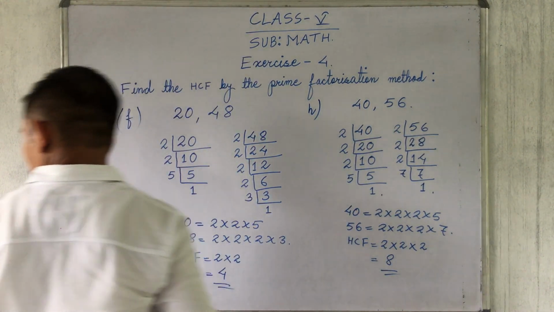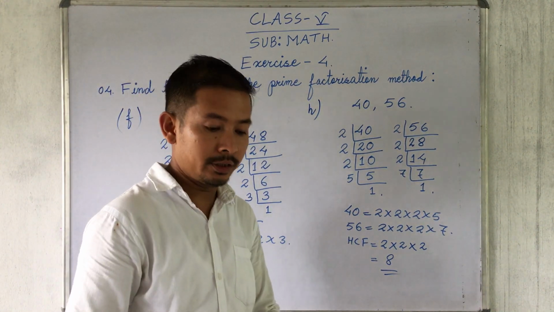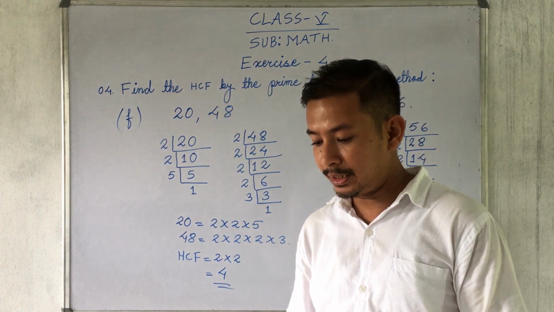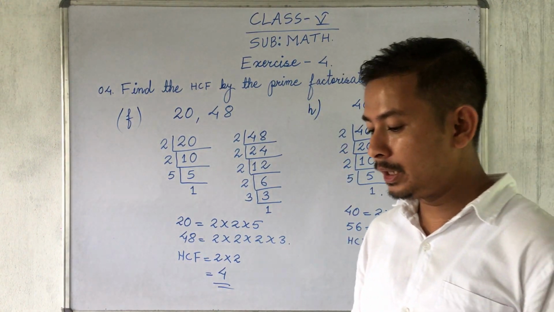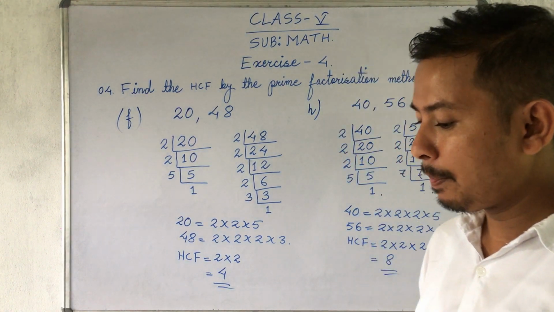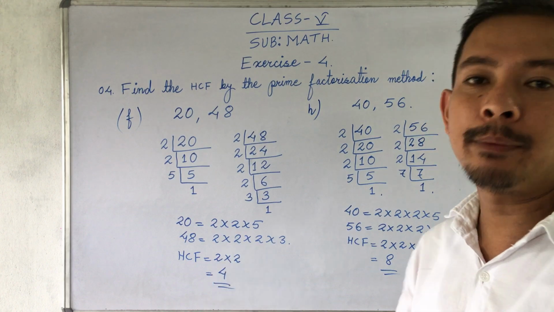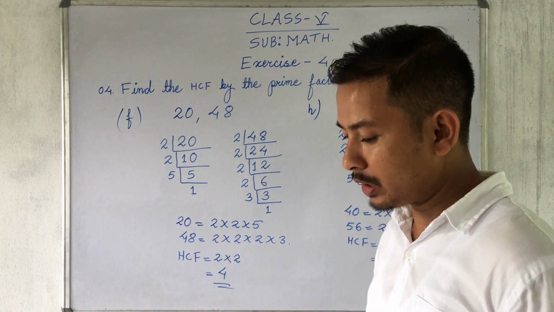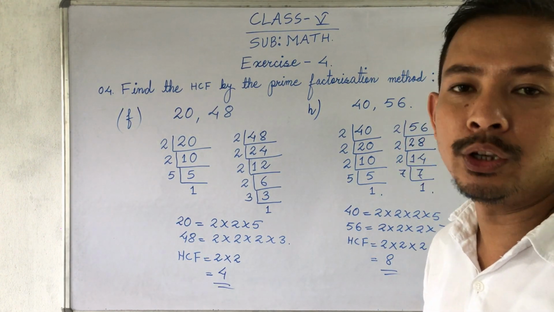Understood? So students, I have done 4 questions here. I have done question number A, C, F and H, right? So how many questions left here? B, D, E and G left here. These questions you have to do yourself. Okay? Watch this video at home. Try to understand it properly, and the rest of the questions you have to try yourself.